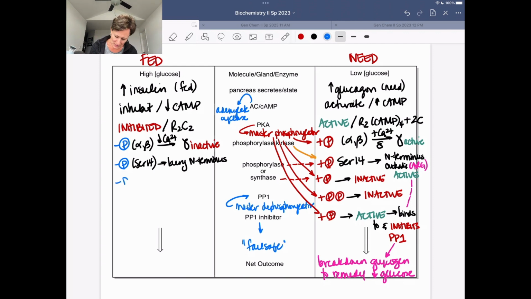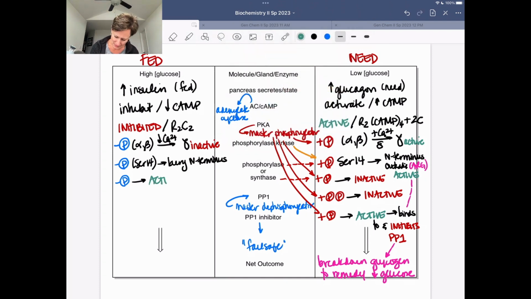We also are going to be snipping a phosphate off of synthase. So snipping a phosphate off of synthase, and we have no structural details that we studied on this enzyme, but that's okay. That is going to make synthase active.